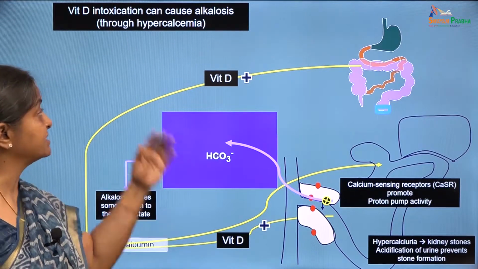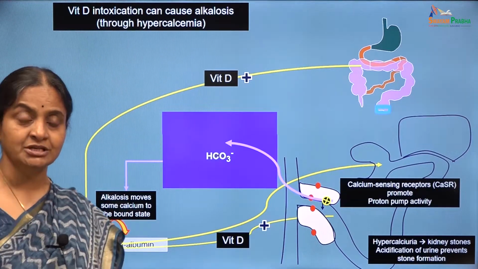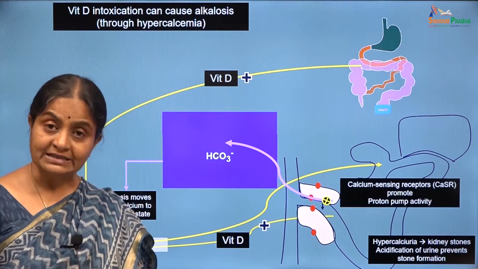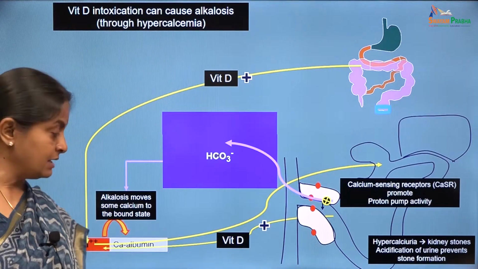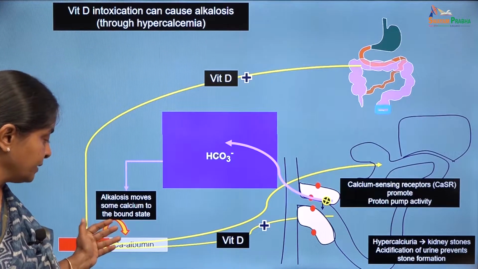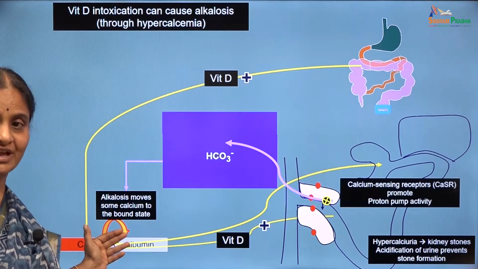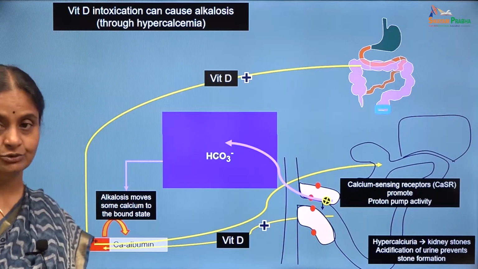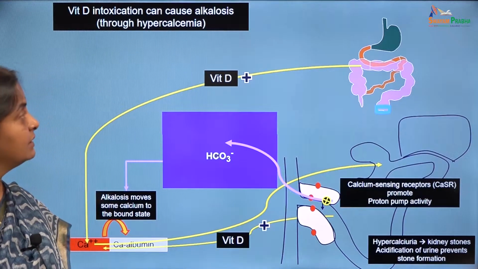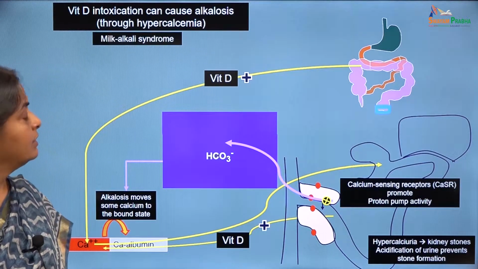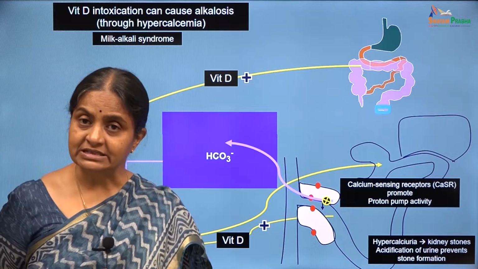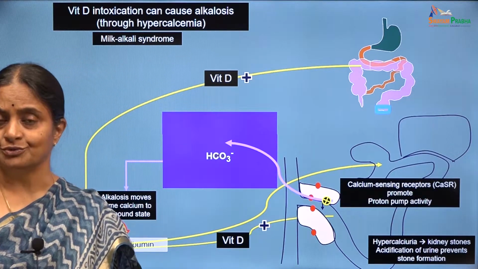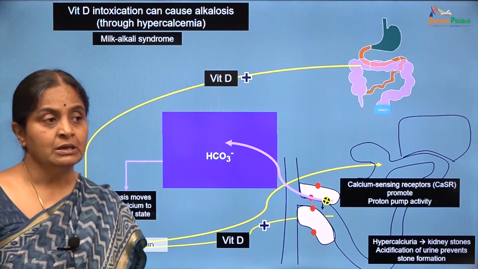So, in hypercalcemic states like vitamin D intoxication, hypercalcemia is the primary event, and so as to prevent the consequences of hypercalcemia, calcium itself induces alkalosis. Milk alkali syndrome is something which is referred to in many textbooks.